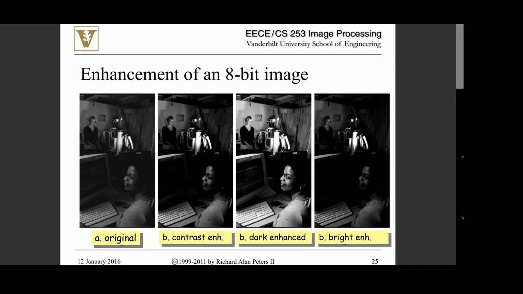So I can do that. But I can do something different. I can take only the dark values. I can do that operation to the dark values only. So this is this. Or I can do it to the bright values only. So I do that operation to the bright values, and I have that one. And this is if I do it with 8 bits. This is if I do it with 16 bits. And you don't see much of a difference between the two.